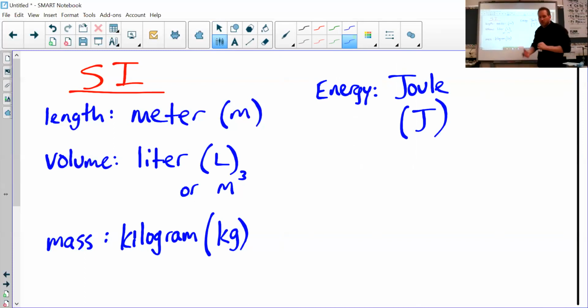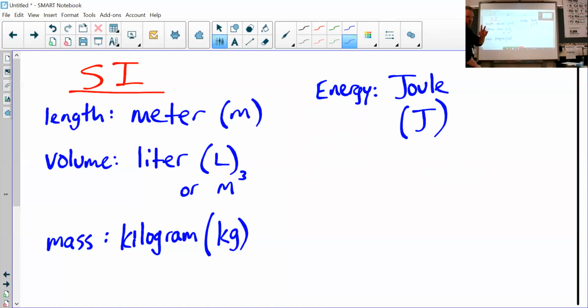Another common unit you may have, I'm sure you've heard of this, you may not think of it as energy, it's calorie. A calorie is a unit of energy. I mean, why do we say food has calories? Well, if you eat a Snickers bar and it has 320 calories, that means that your body is obtaining that much energy from that Snickers bar.